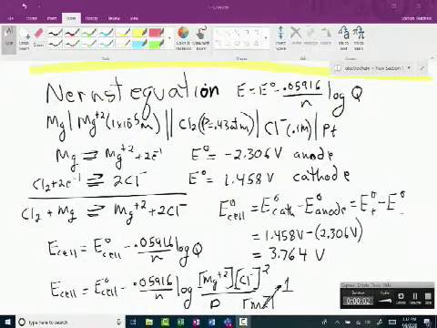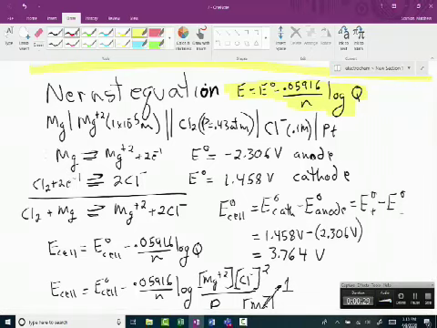Alright, in this video I'm going to re-go over the Nernst equation with you and show you two different ways to do it. The first way is the freshman way, and over here we have the Nernst equation, E equals E naught minus 0.05916 times the log of the reaction quotient, Q, which remember is exactly the same as equilibrium, only it's not at equilibrium.